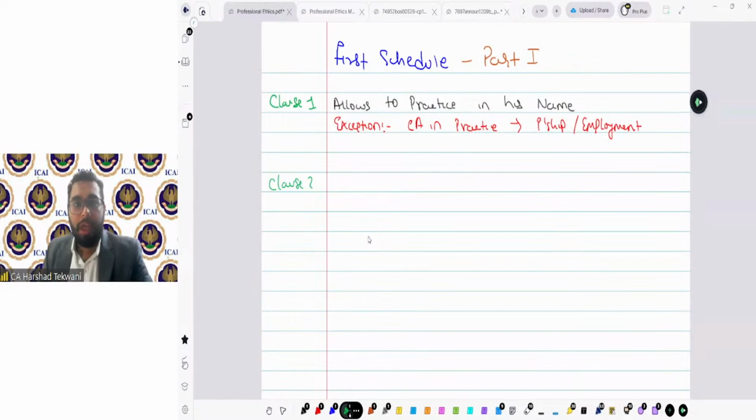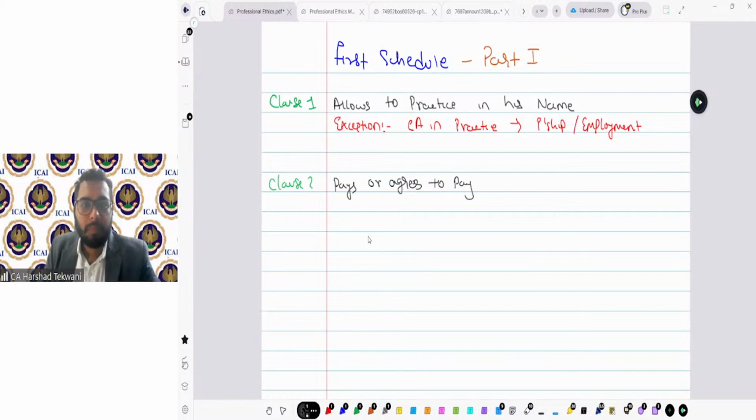Clause 2. If a chartered accountant in practice pays or agrees to pay commission to any person, or allows, pays, or agrees to pay directly or indirectly any share of commission, brokerage, or fees from his professional business to any person other than a member of the institute, then he can be held guilty of professional misconduct. Commission to any person.